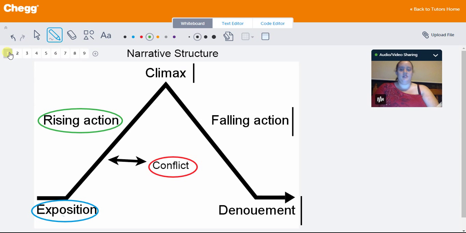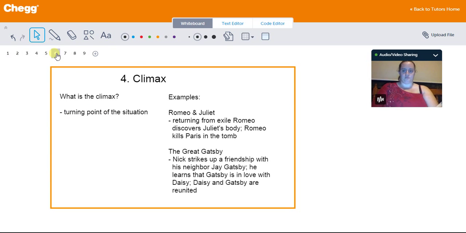So after this, the next section comes the climax. And the climax is actually probably the most important section where narrative structure is considered. The reason behind this is this is the main turning point. This is when everything comes to a head. This is when the characters finally have a major moment. In this case, in Romeo and Juliet, it comes quite late in the story.